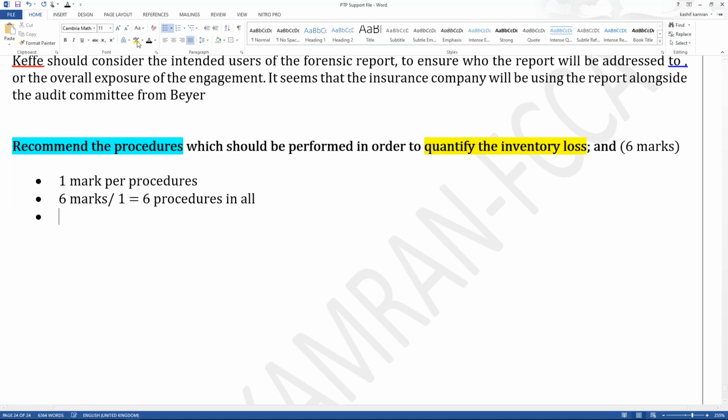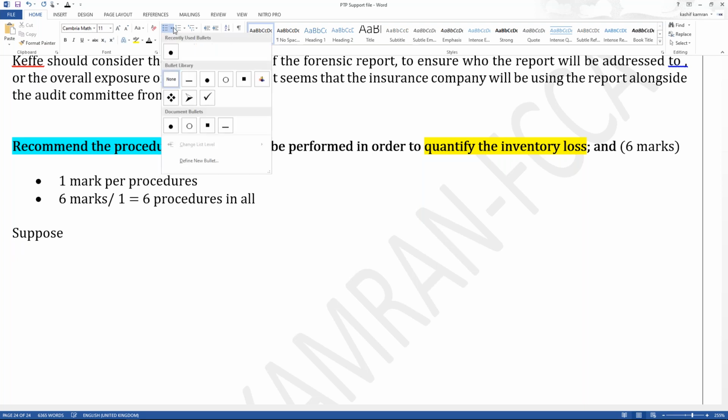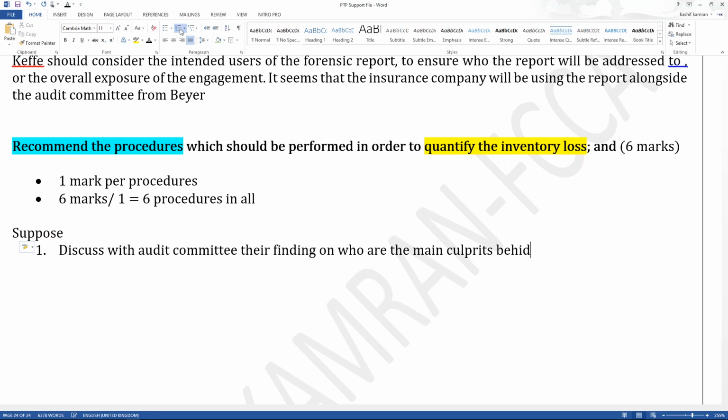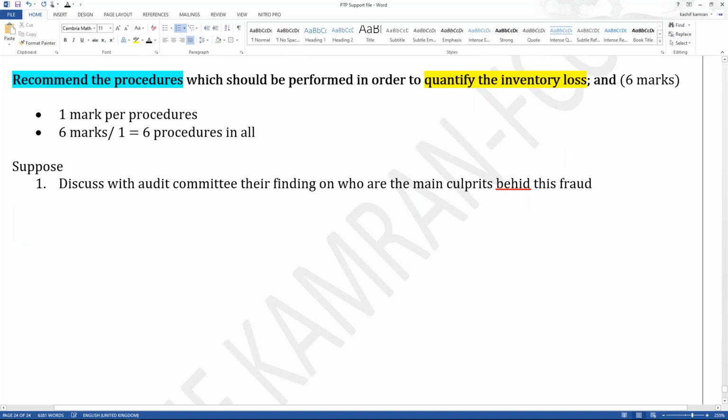Now, suppose you are sitting in the exam hall and you start to write a procedure. Number one: discuss with the audit committee their findings on who are the main culprits behind this fraud. Am I addressing the requirement of the examiner? Is my procedure addressing quantification of the loss? Or am I writing a procedure on who did it? So will I get marks for this procedure? No, it will straight away be a cross.